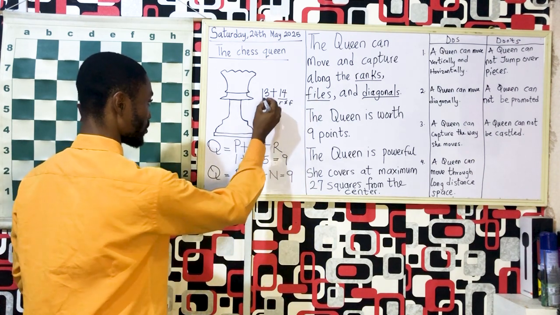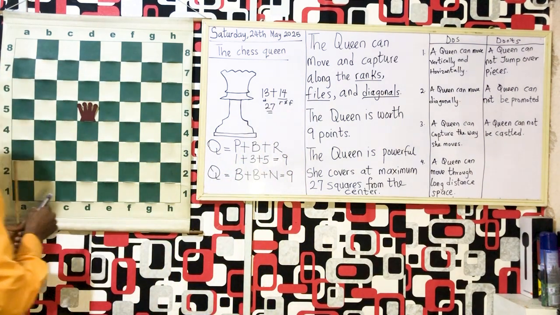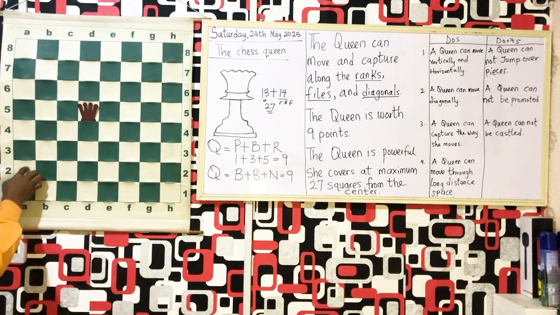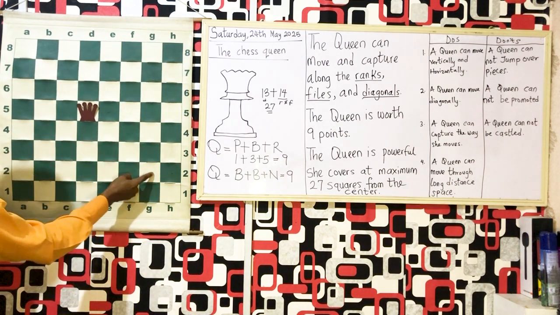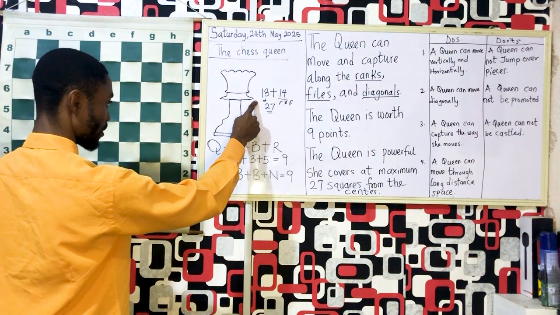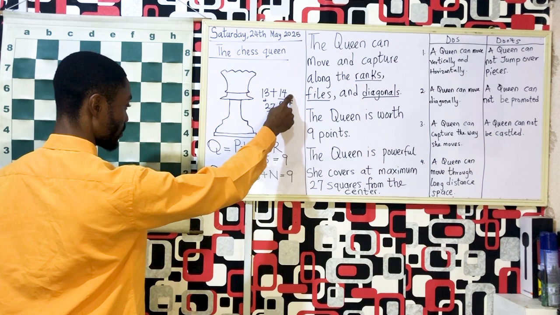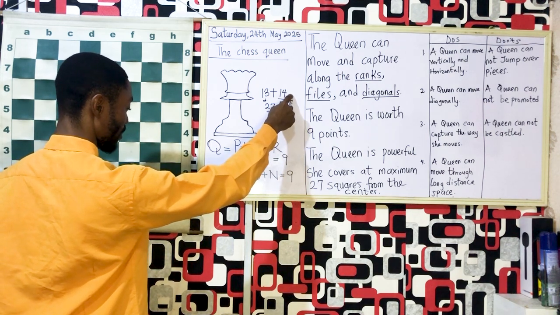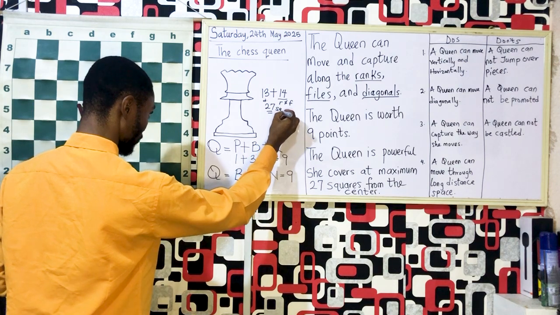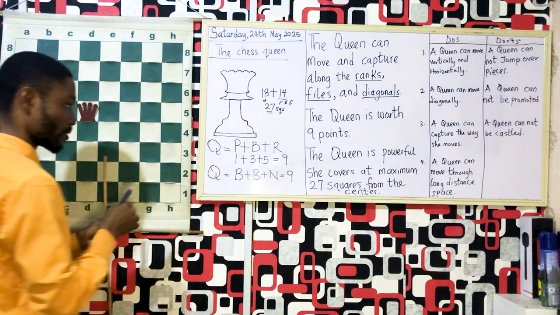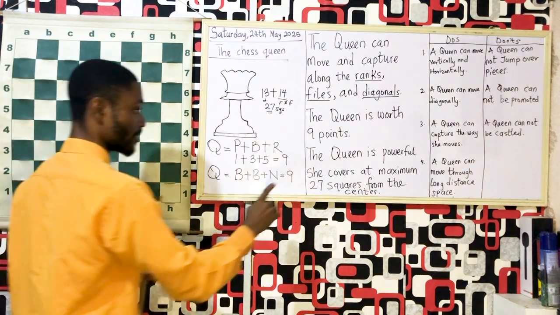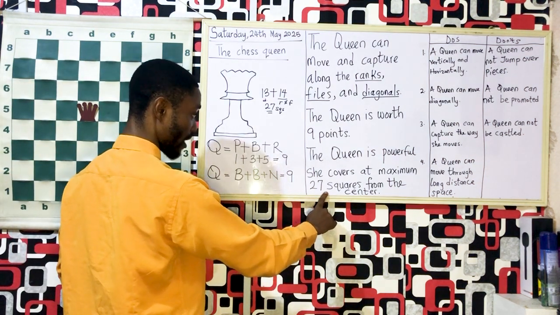For the diagonals, we have 13 squares. How? 1, 2, 3, 4, 5, 6, 7, 8, 9, 10, 11, 12, 13. So 13 diagonal squares plus 14 rank and file squares gives us 27 squares altogether that the queen can go to. In that regard, I've simply explained this side of the board. However, I'm still coming there.